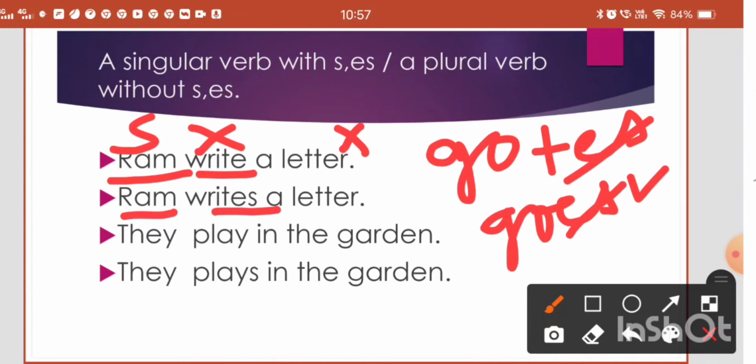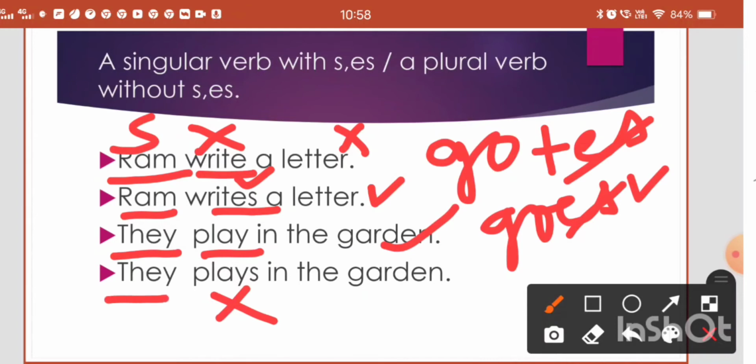In the second sentence, Ram writes a letter. Now Ram again singular, but it is taking here singular verb. So there is an agreement between the verb and the subject. So it is a correct one. They play in the garden. Plural, third person pronoun. Plural verb is used here, play. So there is an agreement between the number and person of the subject and the verb. So this is also correct. They plays in the garden. Now no agreement because singular verb is used with plural subject. So this is wrong. So no agreement between the verb and the number and person of the subject.